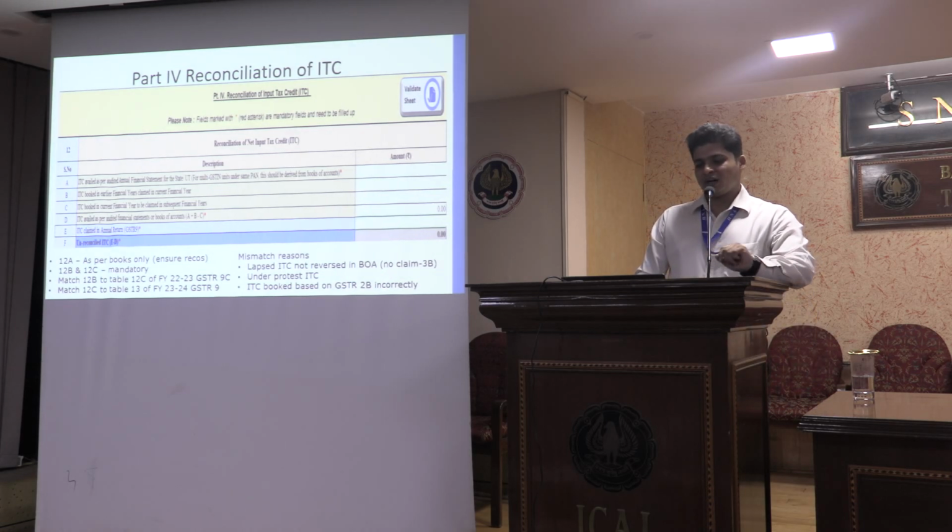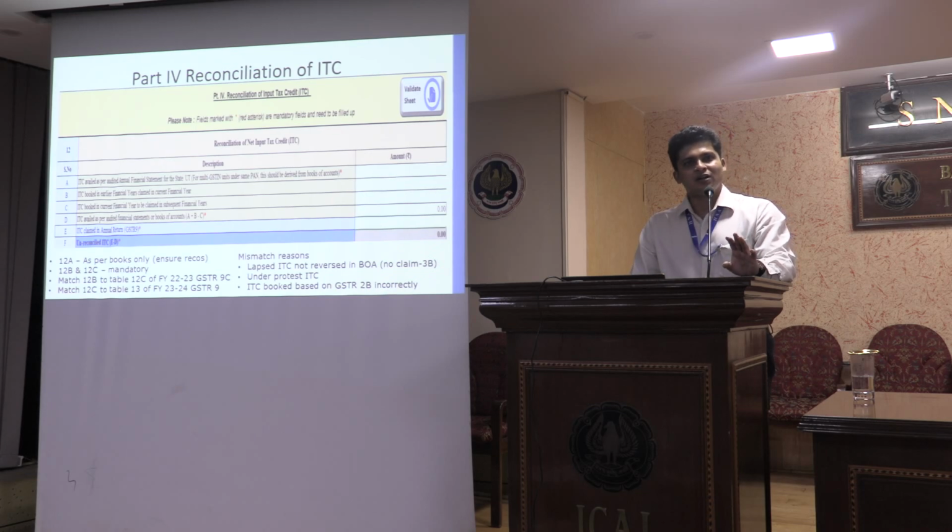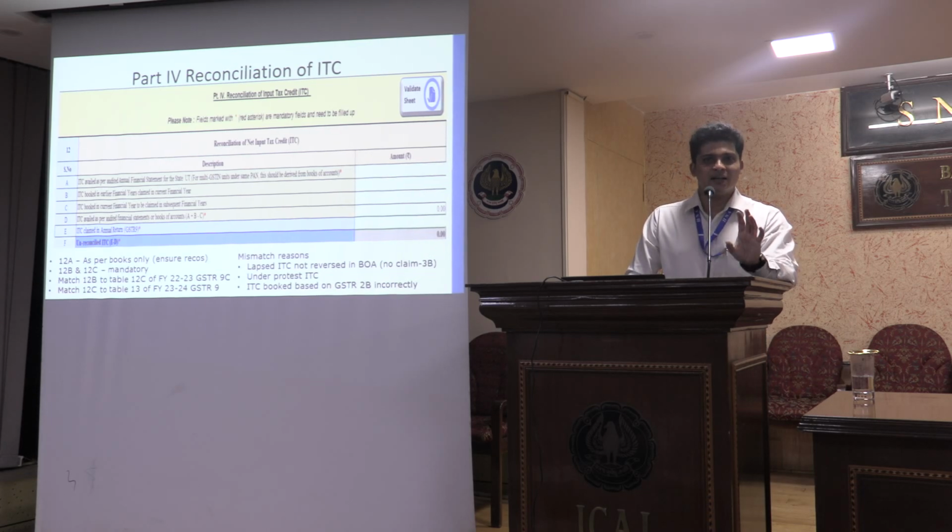Next we come to part 4, reconciliation of ITC. Here we have ITC which is arrived as per AFS. They are asking you to take only the debit side, other than those adjustments which are not in relation to actual credit claim. So these are in relation to those invoices against which credit is claimed.